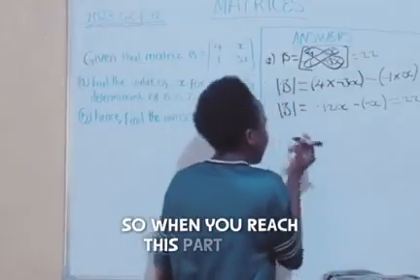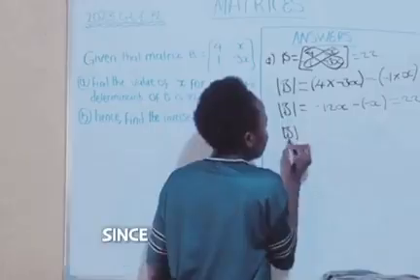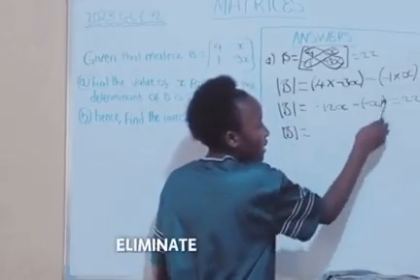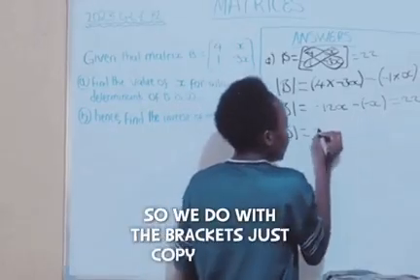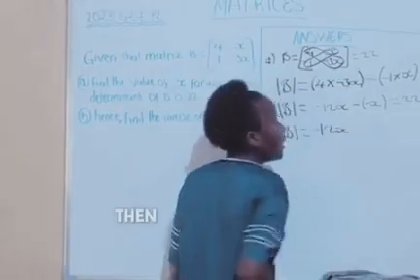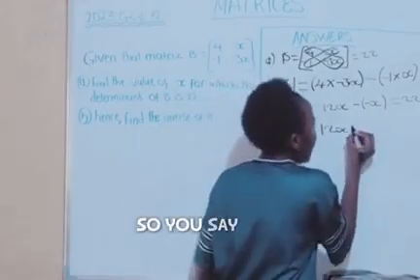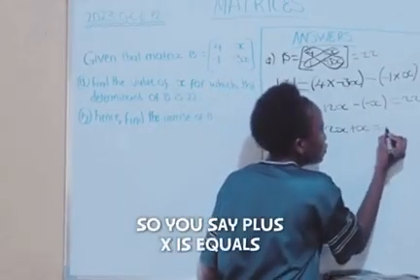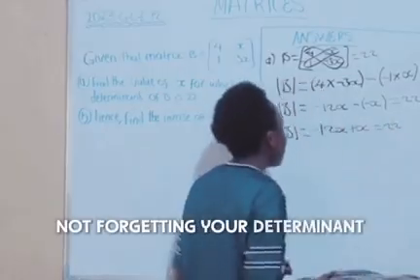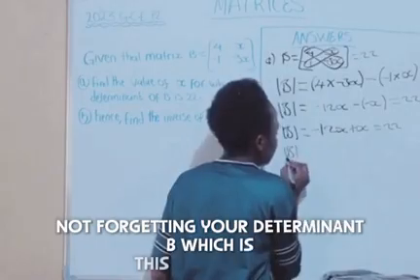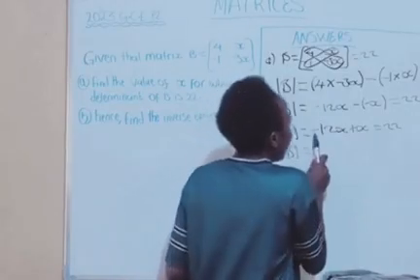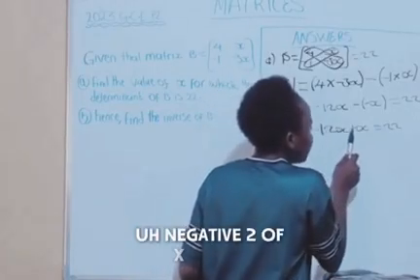Okay, so when you reach this part, again you indicate your B, since you are supposed to eliminate the bracket. So we deal with the brackets, just copy this the way it is. Then we say negative times negative is going to give you positive. So you say plus x is equal to 22, not forgetting your determinant. B, which is this, is equal to -12x plus x.